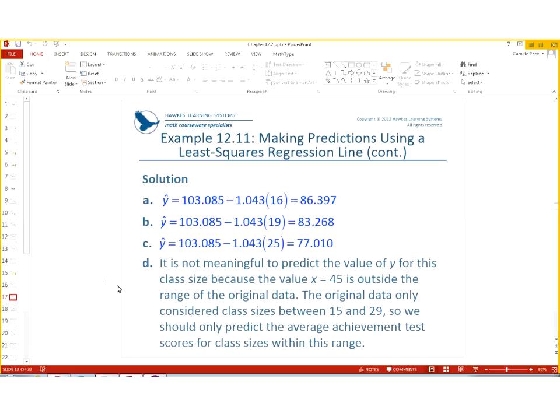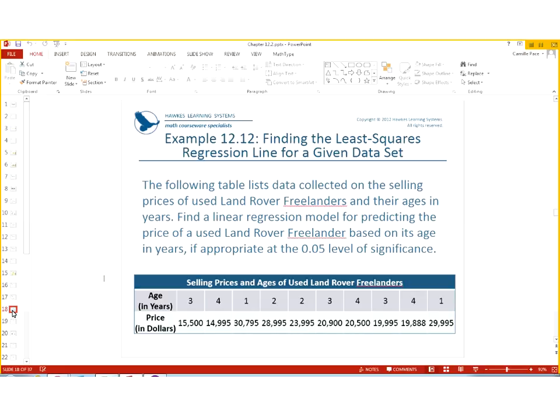But let's look at that 45. We can't use 45 because that falls outside of the range of the original data. The data only went from 15 to 29, so you can't use 45 to predict. So let's look at another example. We're going to find the least squares regression line for the given data set. Here we're looking at Land Rover Freelanders and their age in years. Find the regression model for predicting the price of a used Land Rover Freelander based on its age in years, if it's appropriate at the 0.05 level of significance.